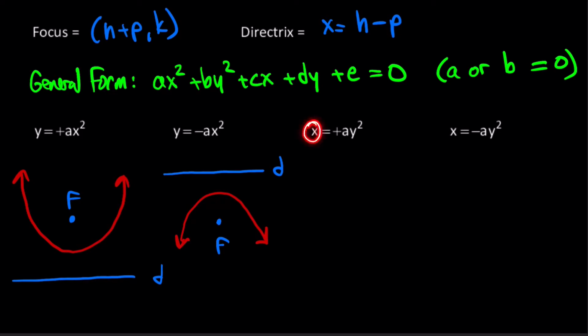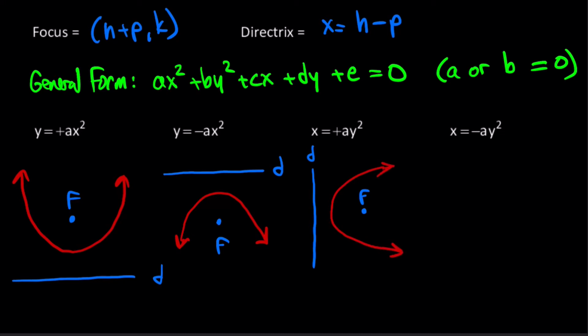If you see an x equals positive y squared, that's going to open to the right. So our directrix is going to be here. Focus would be there. And our parabola would look like this.